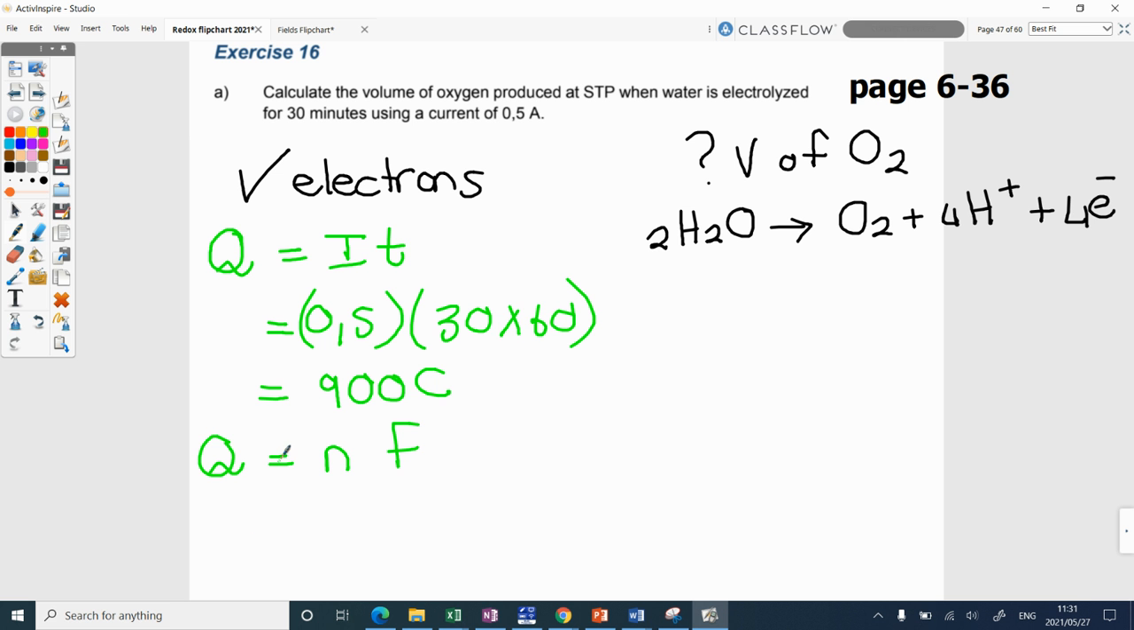And then you have to use Q equals nF because we need to get the number of electron moles. Remember, this is how we get to electron moles. If you use the equations with Q, it's all about the electrons. So Q then is the 900.